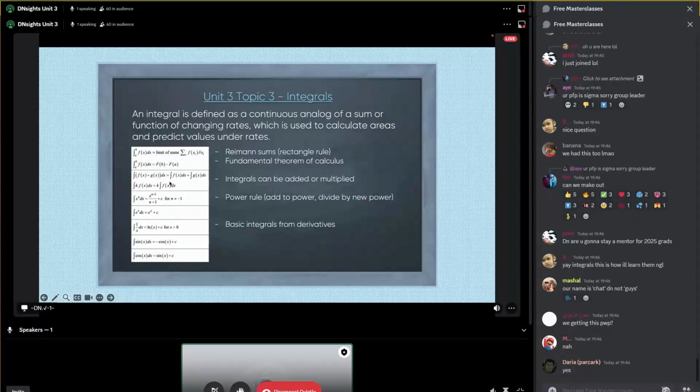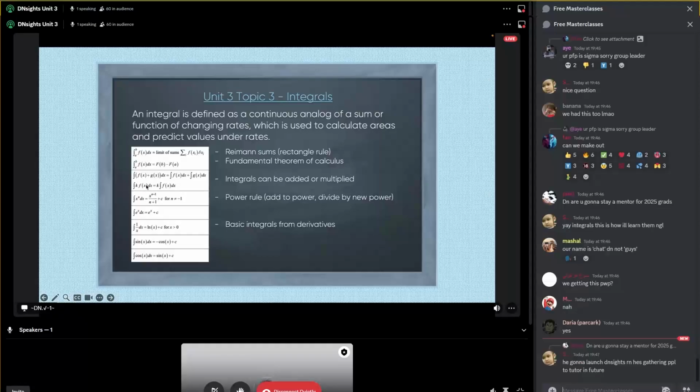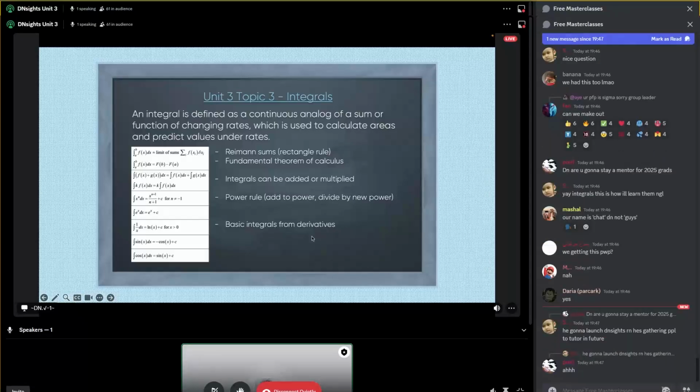We also know integrals, which are areas. They can be added like this or multiplied. This actually came out in our specials external, this type of integral. Then we've got power rule, where we just add to power, divide by new power. I like this trick. In case you have fraction powers, add to the power first, and then you divide by the new power after adding it, okay?